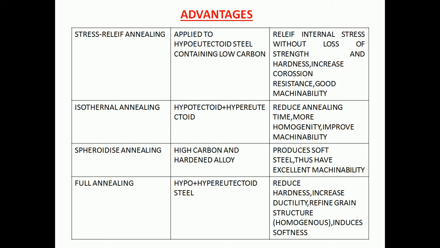Then we have full annealing, which is applied for hypoeutectoid and hypereutectoid steel. It reduces the hardness, increases ductility, refines grain structure, gives homogeneity and induces softness.